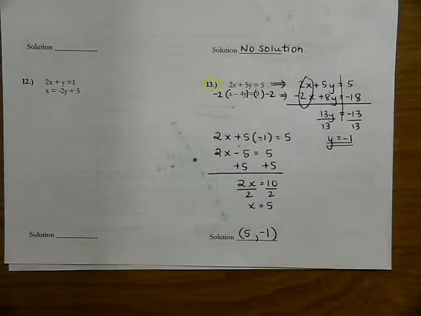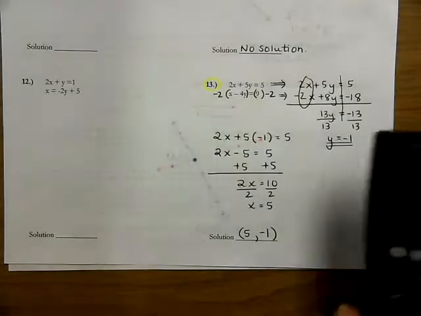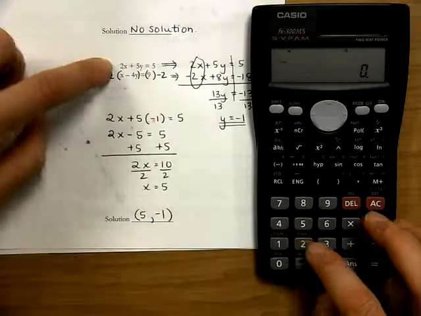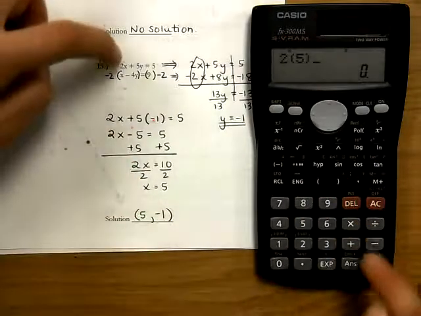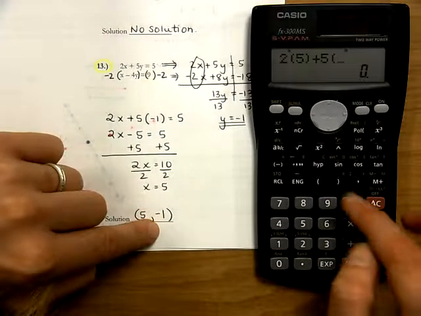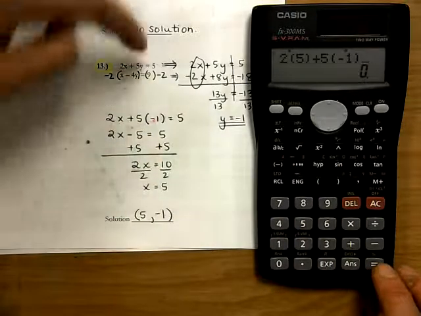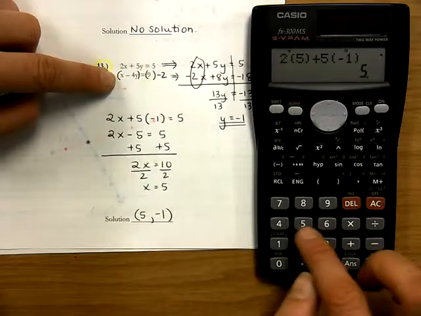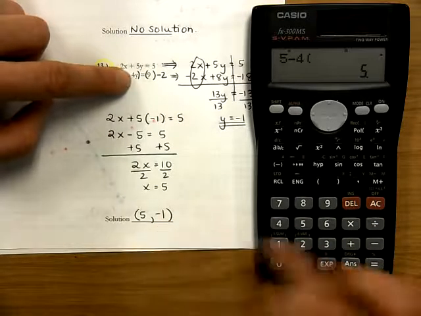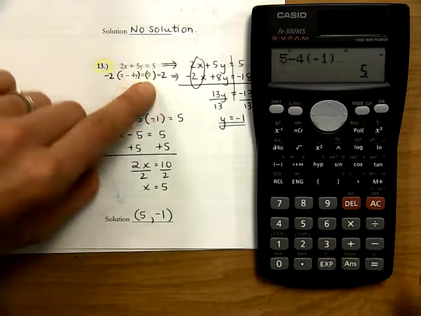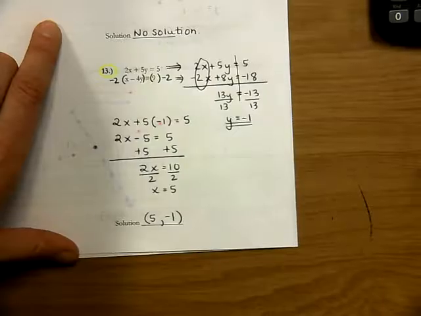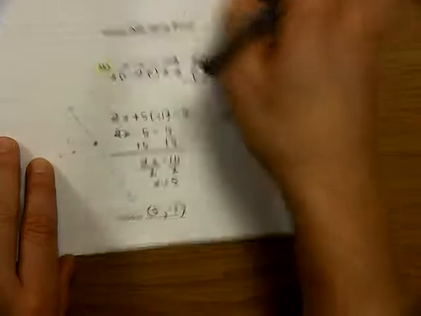And I can check my answer by substituting these both into the original equations. They have to satisfy them. So looking back here on my calculator, I will do up here 2 times, well the x was 5, plus 5 times y was negative 1. And when I press enter, I want that to equal 5 if it satisfies that equation. And it does. And I can check the bottom one as well. So x will be 5 minus 4 times y was negative 1. And this time when I press enter, I want it to equal 9 in order to satisfy that equation. And in fact, it does. So 5, negative 1 is the correct solution.